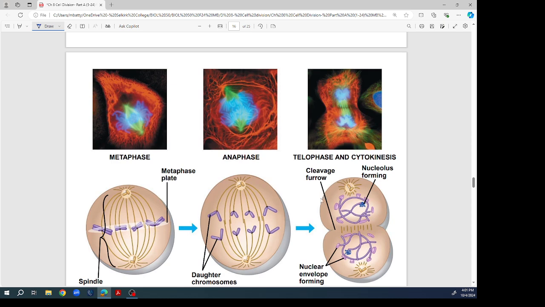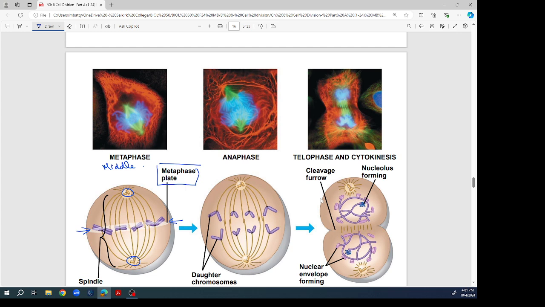So metaphase, I like to think meta or middle. What happens here is that all the chromosomes have aligned in the middle, along the metaphase plate, sometimes called the equator, as these were called the poles. The spindle fibers are fully formed and have aligned. So those kinetochores, those motor proteins, have made sure that those double chromosomes are lined up directly in the middle so they can be divided equally.